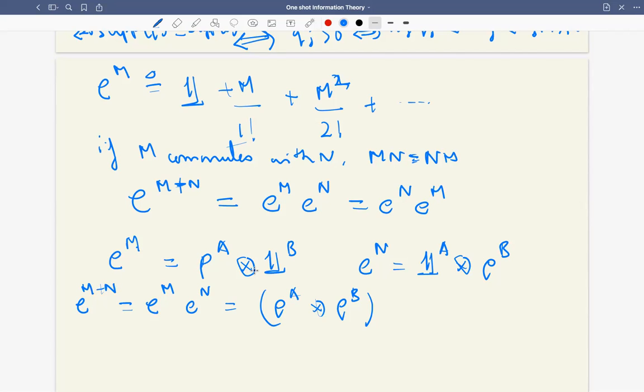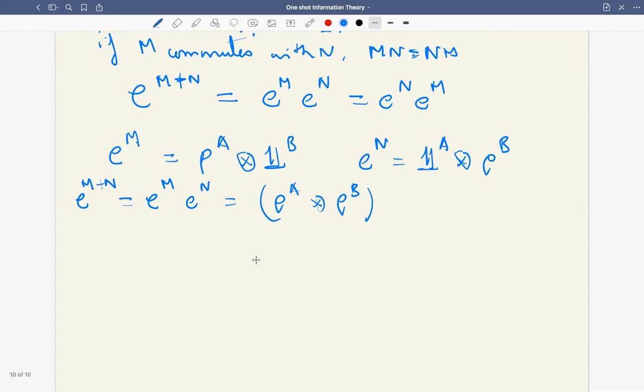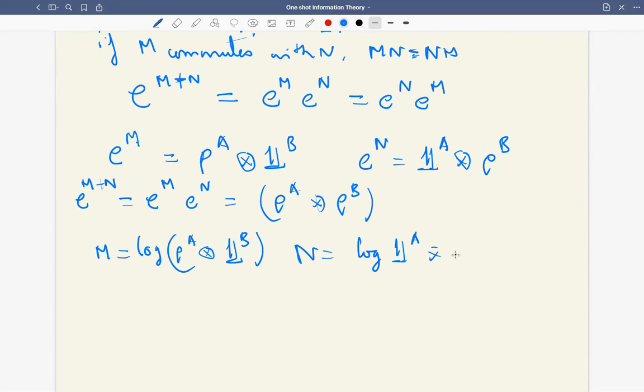But now this M is the mysterious logarithm of rho A tensor identity. Suppose I didn't know the explicit thing. So what does this say? This says that M is log rho A tensor identity B, and N is the other one, identity A tensor log rho B. So basically, what I've proved is that M plus N is equal to log of rho A tensor rho B, right? That is exactly what this expression is saying. Compare e to the power M plus N on the extreme left and this on the right. So this says that M plus N is the logarithm of rho A tensor rho B.